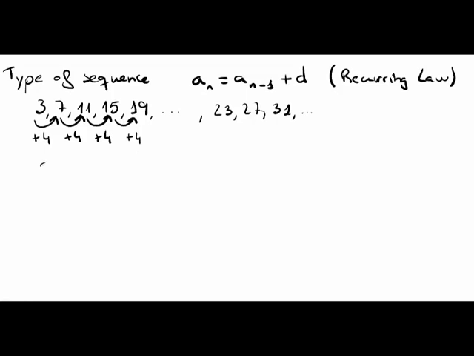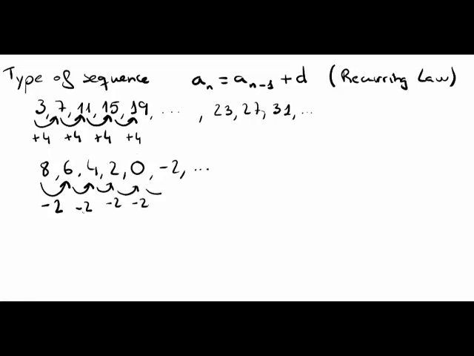Another example, 8, 6, 4, 2, 0, minus 2 is also an arithmetic sequence because when I go from the first to the second, I'm adding minus 2. When I go from the second to the third, I'm adding minus 2, and so on. This quantity I'm adding to each term to obtain the next one is called the difference.